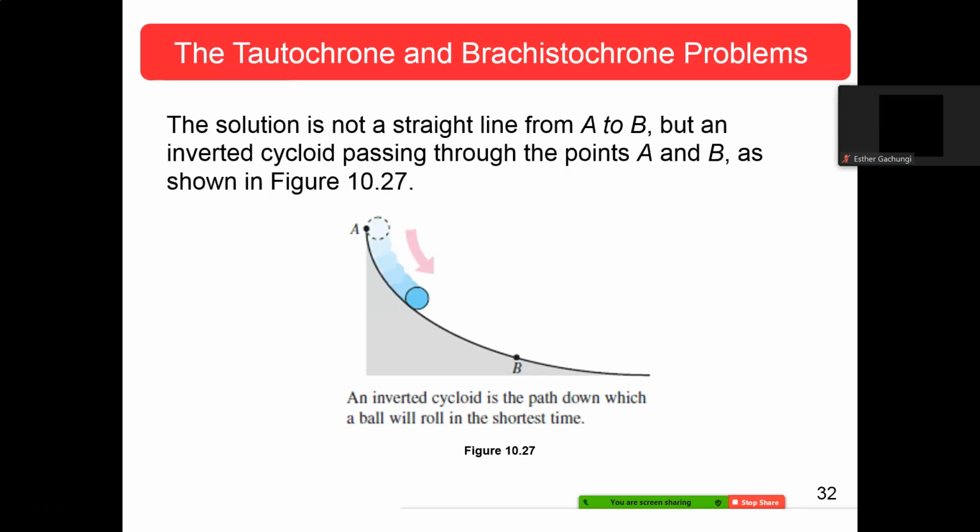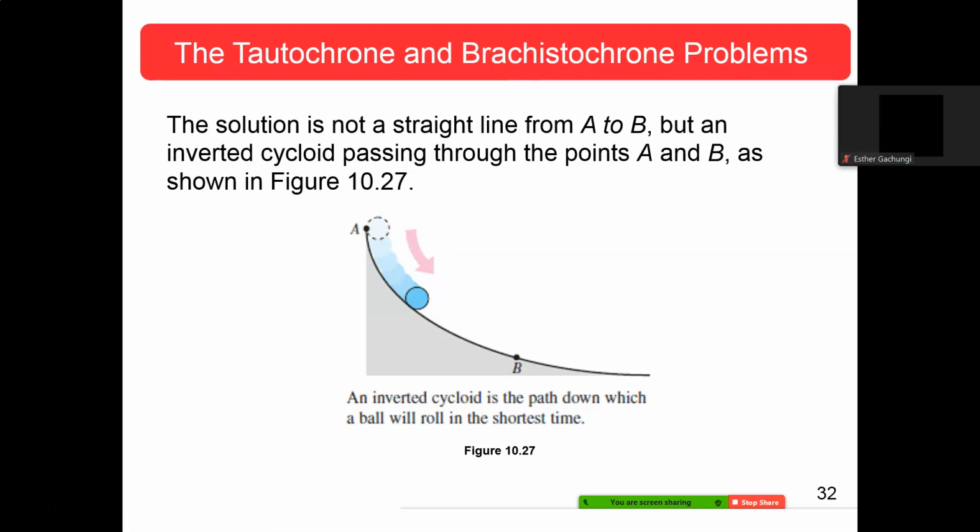The solution is not a straight line from A to B, but an inverted cycloid passing through the points A to B. So actually the quickest time is to give it a big speed at the beginning and then let it ease on down here. If you just do a line down here, that's not the quickest. This is the quickest, even though it rolls further.